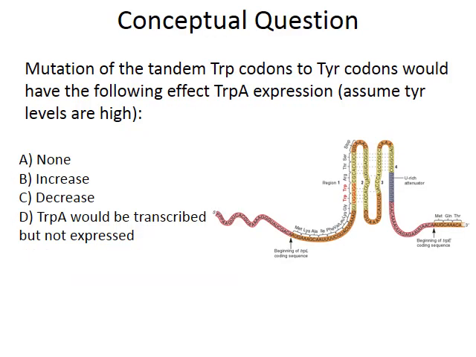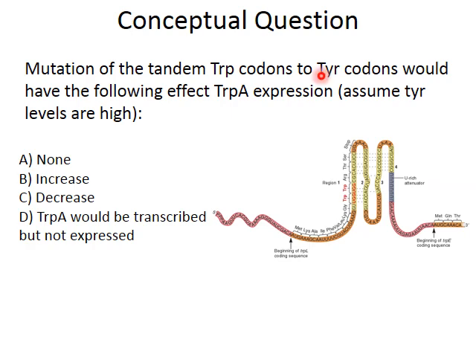Right, so we'll end with a conceptual question. So imagine that a mutation occurs where these 2 trp codons are converted to a different sequence, tyrosine, for example. What does this do to the levels of trp expression, assuming that tyrosine levels are high? So think about that before you proceed to the next slide.